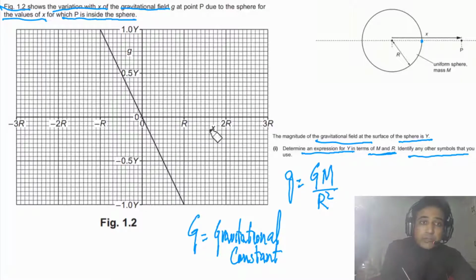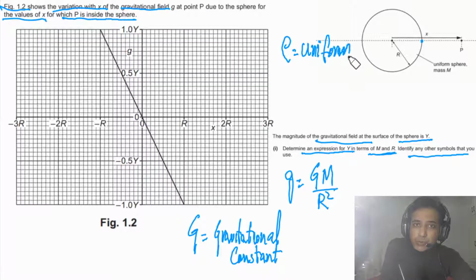This is how the gravitational field changes inside a sphere if the density of the sphere is uniform. So this is true for uniform density. If the density is uniform, this is how the gravitational field, the value of g, will change inside any sphere. So rho has to be uniform.